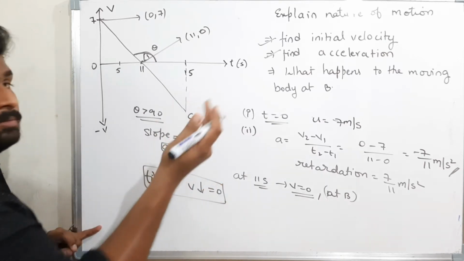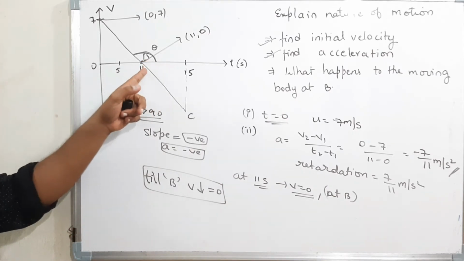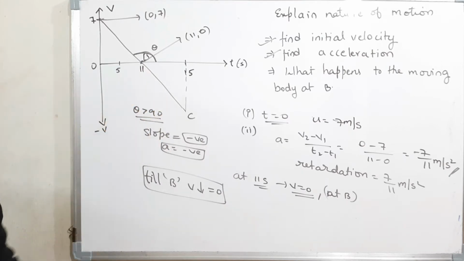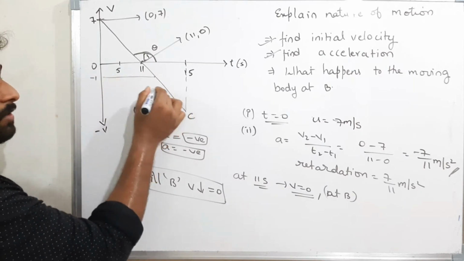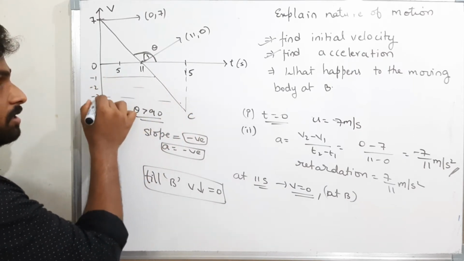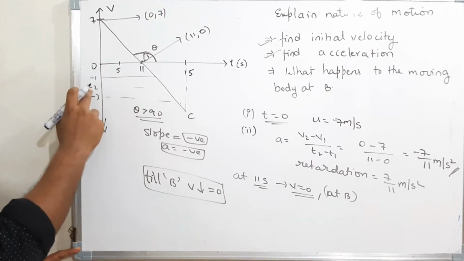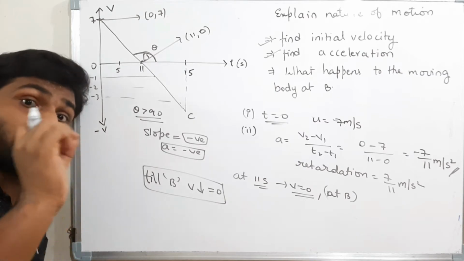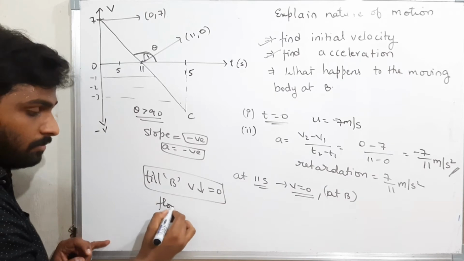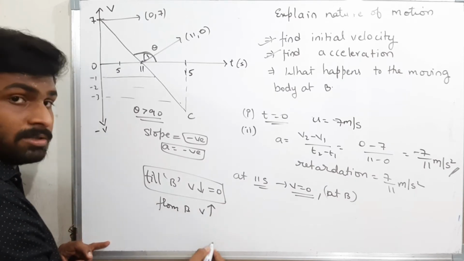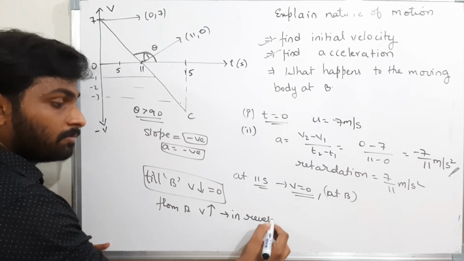Okay. After B, now see here, after 11 seconds, what is happening? After 11 seconds, the velocity is again increasing, but it is in the negative direction. Here the velocity is minus 1, here the velocity is minus 2, here the velocity is minus 3. The magnitude is increasing, 1, 2, 3, but what does the negative symbol denote? The negative symbol denotes the direction. From B, the velocity increases but in the reverse direction.